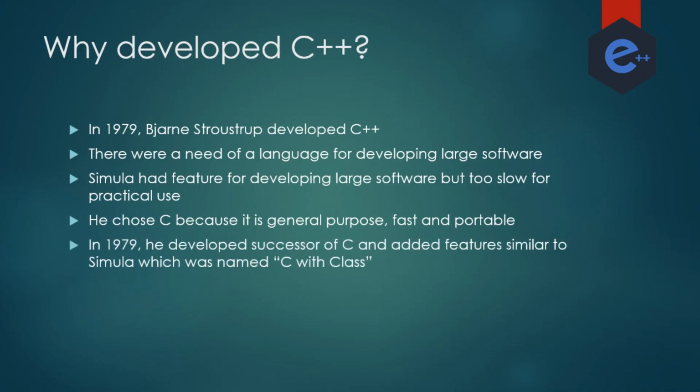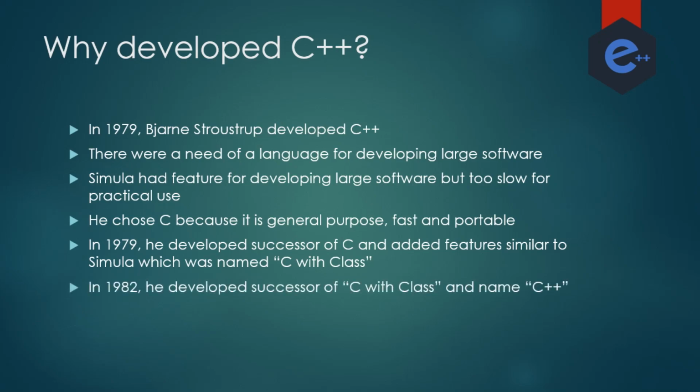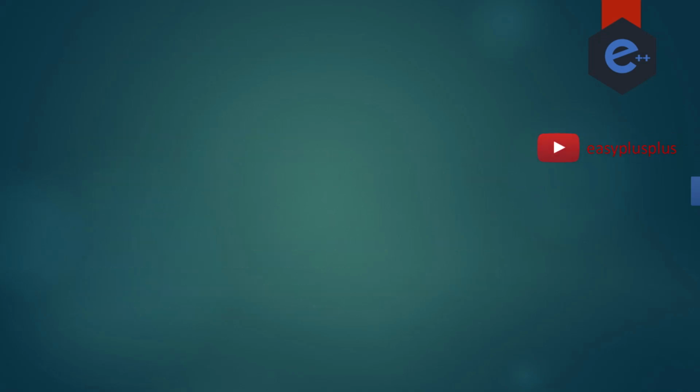In 1979, he developed a successor of C, which was named C with Classes. Features of Simula were added to it. In 1982, he developed a successor of C with Classes, and named it C++. And in 1984, C++ was named officially. In this way, C++ was developed.